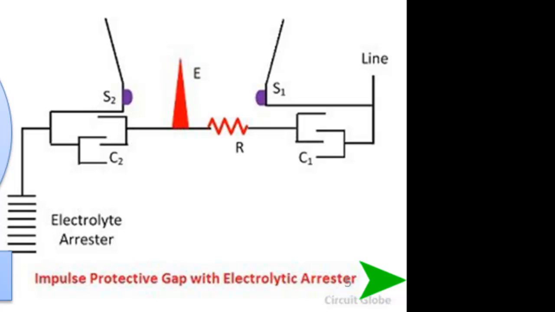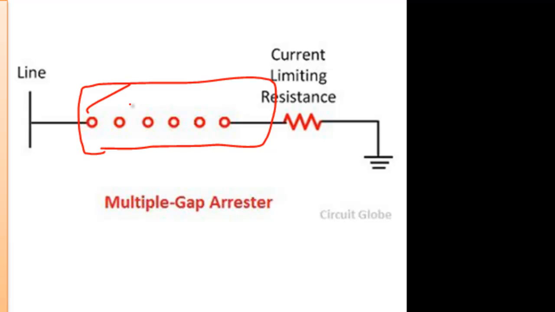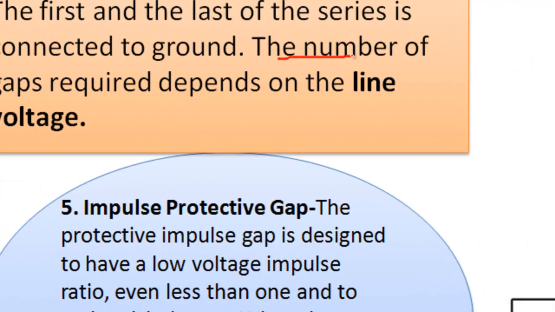Now there are multiple gap arresters. This is an example of multiple gaps. If you think of it, this is one type of tapping transformer connection. Multiple gap means this is a contact point, one type of tapping transformer arrangement. The first and the last of the series are connected to the ground, and the number of gaps depends upon the value of the line voltage, just like a tapping transformer.